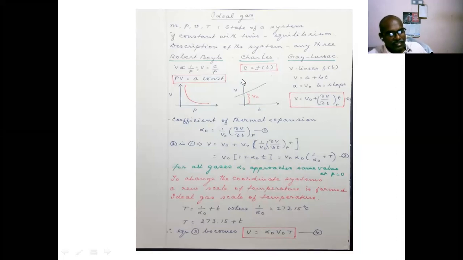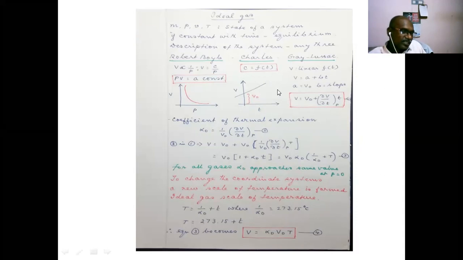Therefore, Charles plotted the volume, taking it along the y-axis in the units decimeter cube, and the temperature along the x-axis. So he got a straight line, and the intercept, this point, gives the value V0, which is the volume of the gas at 0 degrees centigrade. That is V0. Actually, this line has a slope also.